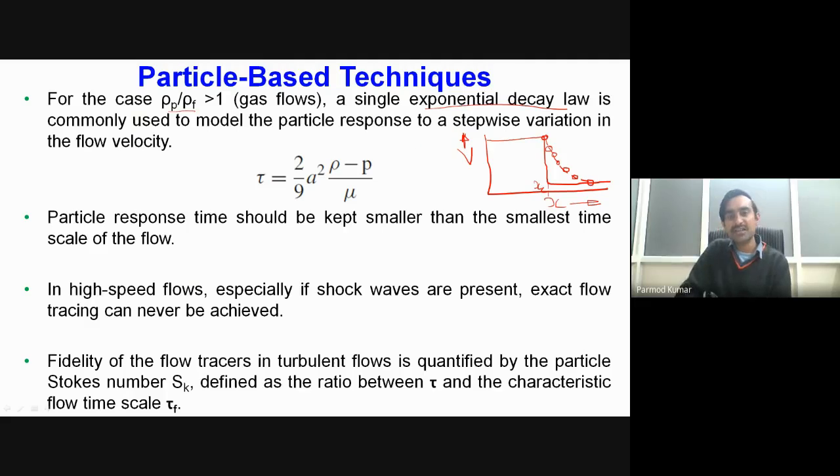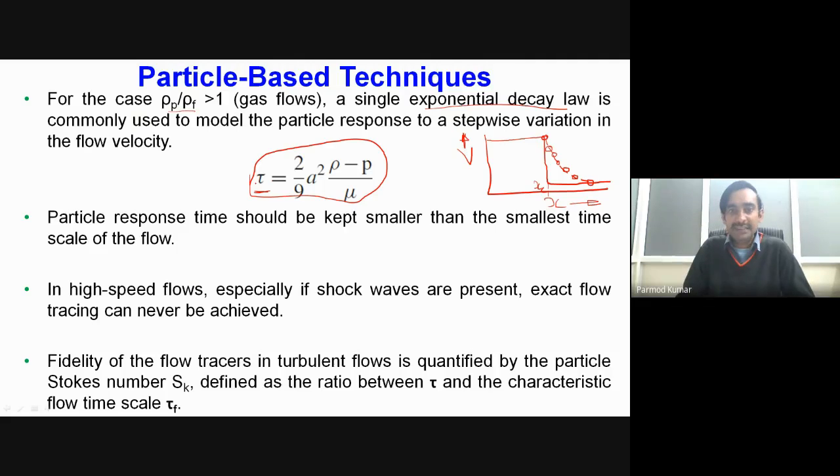The time scale of that adaptation of the particle is given over here. You can see this tau is nothing but 2 by 9 a square, rho minus rho p, divided by mu. This refers to the time required for the particle to adapt to sudden changes in the flow field. So while employing particle based measurement techniques, we have to consider that the time resolution of our flow change should be larger in comparison to the response time of the particle.